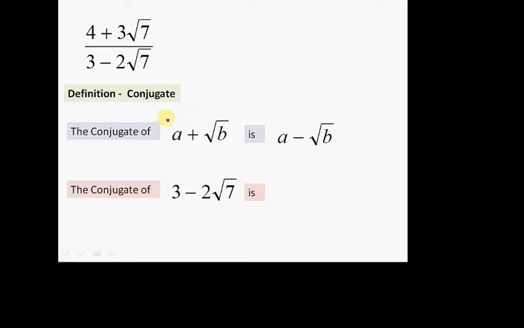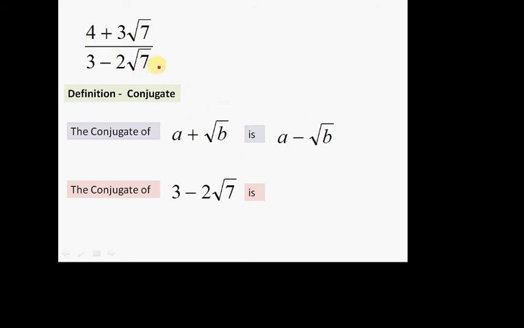So here is the definition of the conjugate. The conjugate of a plus the square root of b is a minus the square root of b. Just look at both of them. Compare and contrast. What do you see? The only difference is the sign is the opposite.